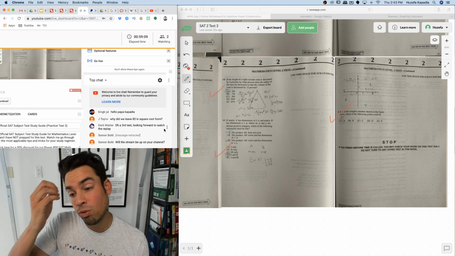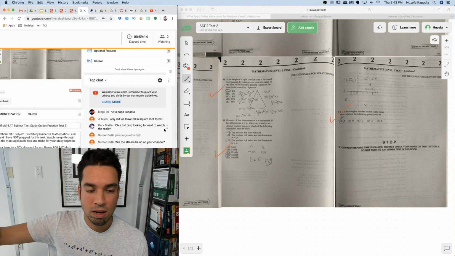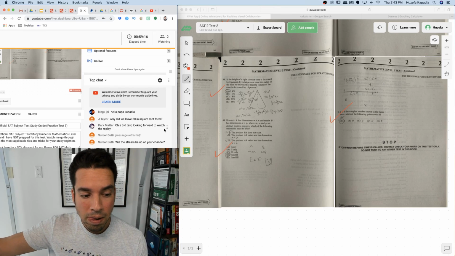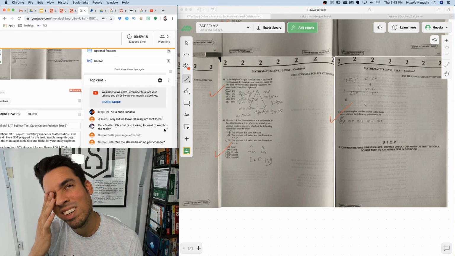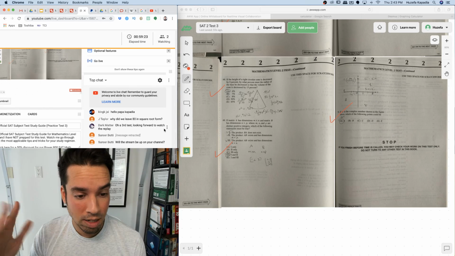Why do we leave 80 in square root form? Because it doesn't really matter. I knew I was going to put it into Pythagorean's theorem again and square it again. So it's just a waste of time. But what does it become, right? It becomes 4 root 5. If you would have done that, it's fine.